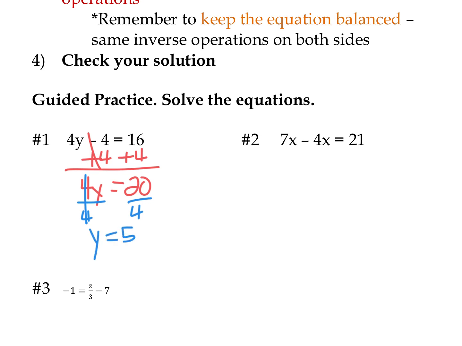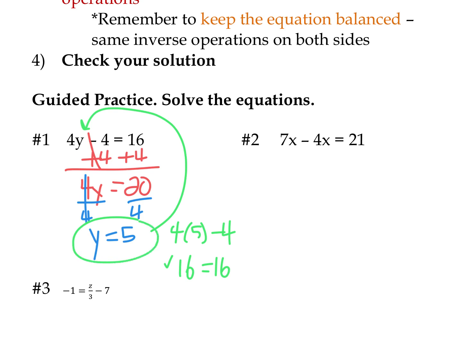And I can check that by taking the 5 and plugging it back in. And I will get 4 times 5 minus 4. That's 20 minus 4. That's 16 equals 16. That checks out. And I know y equals 5 was my correct solution. Let's try the next one.